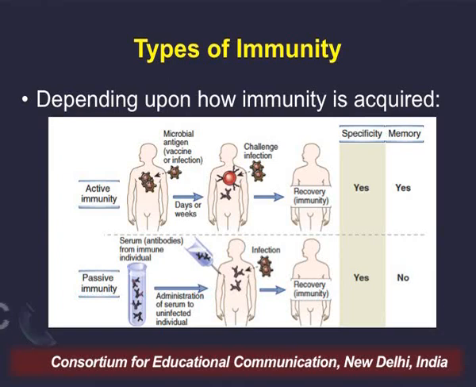So coming to the types of immunity in our body. We can categorize immunity on the basis of how it is acquired by the body. On that basis, immunity can be active immunity or passive immunity. Now active immunity is that immunity which is obtained after a vaccine or microbial antigen or infection is inflicted in the body, or the vaccine is injected in the body.